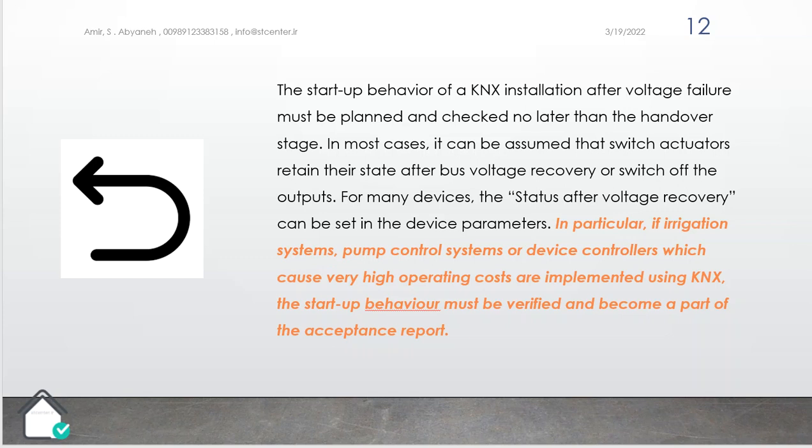So for some operations, it is very important what happens if the voltage of the bus, I mean the 21 volts DC to 30 volts DC, is disconnected and connected again. So what is the behavior of the actuators that control the pump and so on? So you should take it into consideration and make sure that everything will be safe.